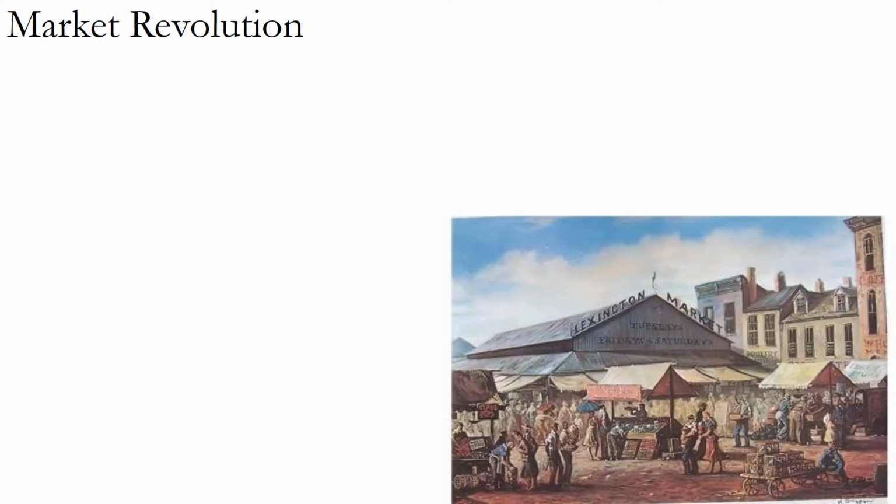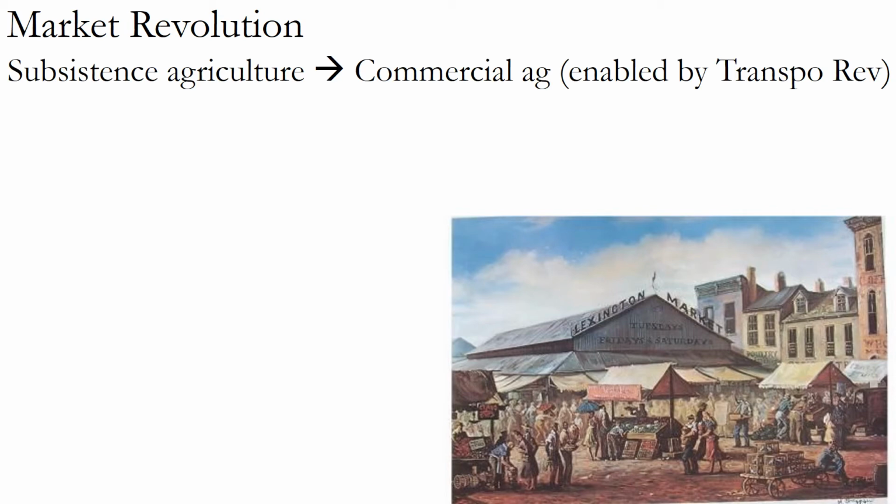All of this adds up to something called the market revolution, right? Market revolution summarizes the transformation of the American economy in the early 1800s. You've got a shift from subsistence agriculture to commercial agriculture. Before the market revolution, most Americans were farmers, but they were pretty poor. They were subsistence farmers. They grew enough food to feed their families, and not much more than that.